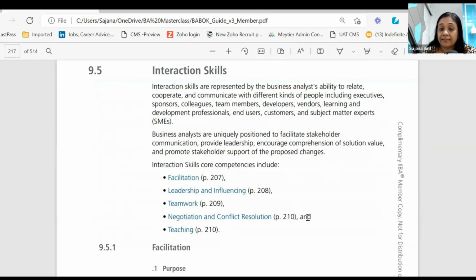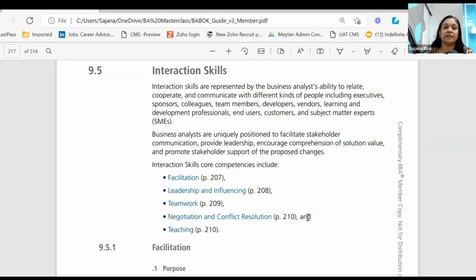In interaction skills, they have included facilitation skills. Obviously, we know as a BA, we should be a good facilitator for meetings. Facilitating means conducting meetings in a proper way. Leadership and influencing skills: this is a skill senior BAs should possess. You will not have leadership skills right on day one. Through experience, you will slowly grow these leadership skills. So we can park this particular skill. Teamwork, of course, is very much required in an entry level BA position also.